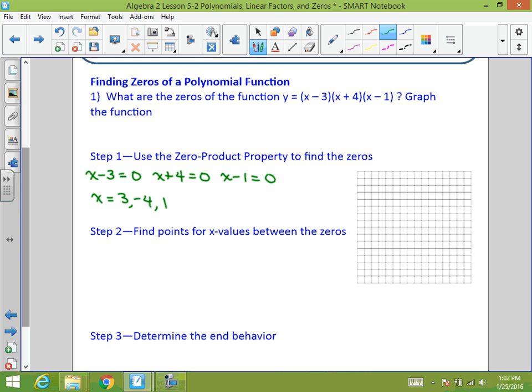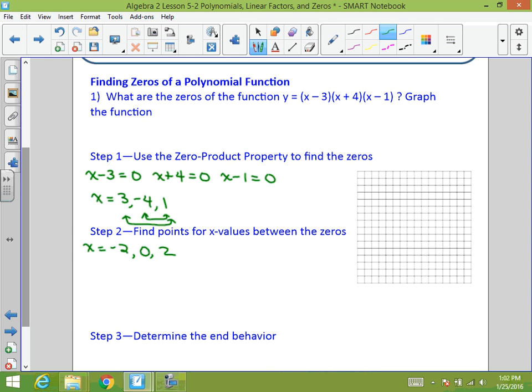Now we're going to find points for x values between our zeros. We should pick a point somewhere between negative 4 and 1, and a point between 1 and 3, if not one or two of them. So between negative 4 and 1, I'm going to let x equal negative 2. I'm going to let x equal 0, because that's between them. And between 1 and 3, I'm going to let x equal positive 2.